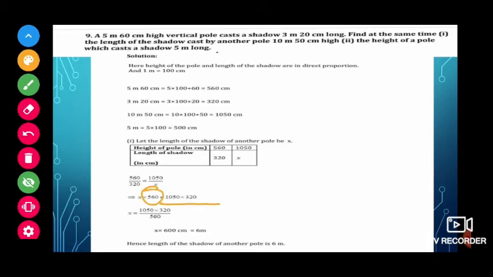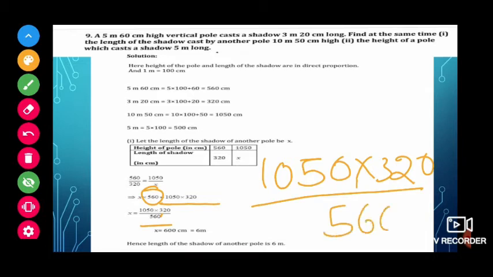Here multiplication 560, if it goes to that side, becomes division 560. Now x is equal to 1050 into 320 by 560. Here 10, here 10 will get cancelled. Next, with the 8 table we can cancel.